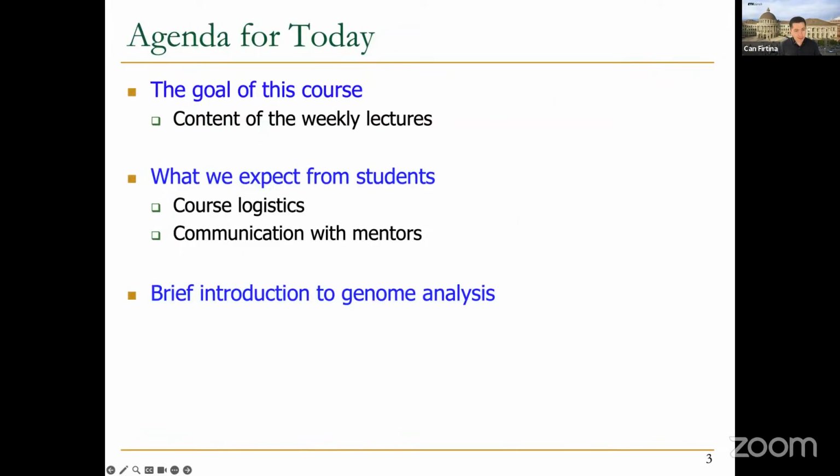So let's see what we have for the agenda for today. We're going to briefly cover the goal of this PNS course. We're also going to cover what we expect from students for a successful execution of the course for both of us, including the mentors and the students. And we'll have some brief introduction to genome analysis today.